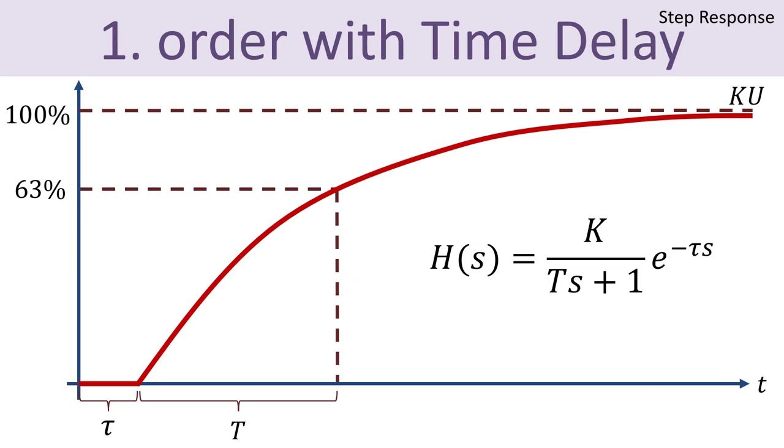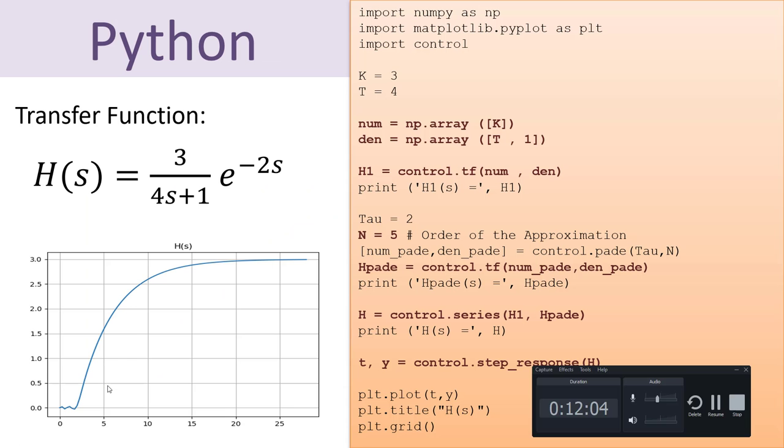And here you see the step response for such a system. So in the beginning here, we will have this time delay, where the response is equal to 0 after a step. And then after tau number of seconds, we will have this familiar first order response. So this is a typical step response for a first order system with a time delay.